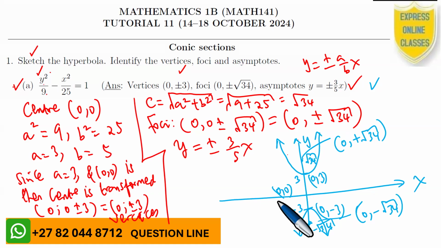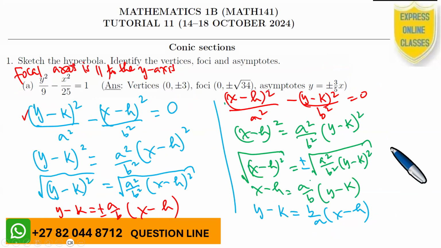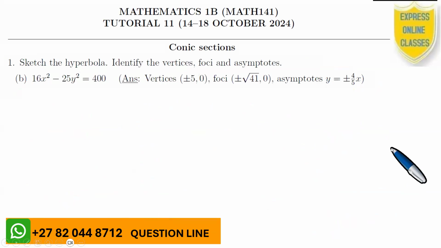Let's move on to the next question. We're moving on to 1B. Sketch the hyperbola and identify the features. You can see that always y is the subject, so it is either a over b or b over a.